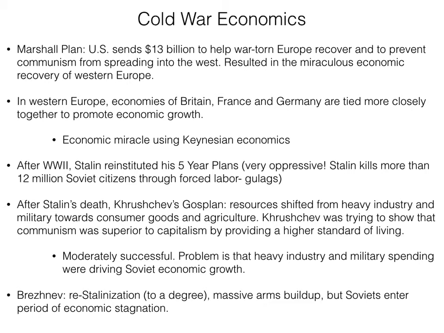After World War II, Stalin's going to reinstitute his 5-year plans. They're very oppressive. Even after the war, Stalin's going to kill more than 12 million Soviet citizens through forced labor, slave labor in these gulags. Understand that in context: he's going to kill 12 million more of his people after 20 million plus just died in World War II.